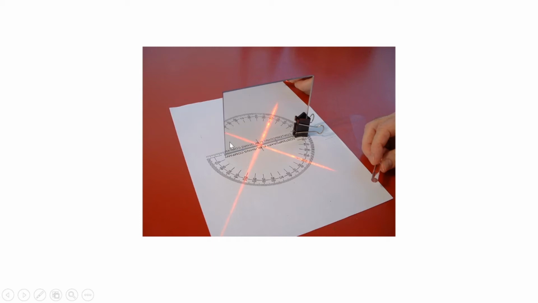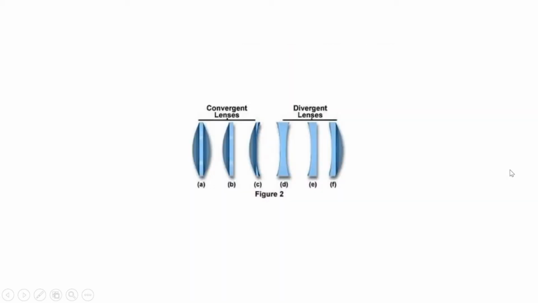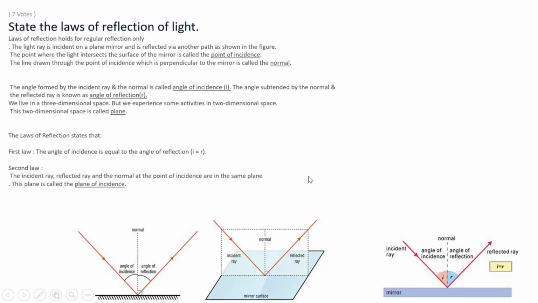The axis is also the same. See here, these are the convergent lenses, which converge the light rays. These are the divergent lenses, which diverge the light. Let's see the laws of reflection. The light ray is incident on a plane mirror and is reflected via another path as shown in the figure. See here.